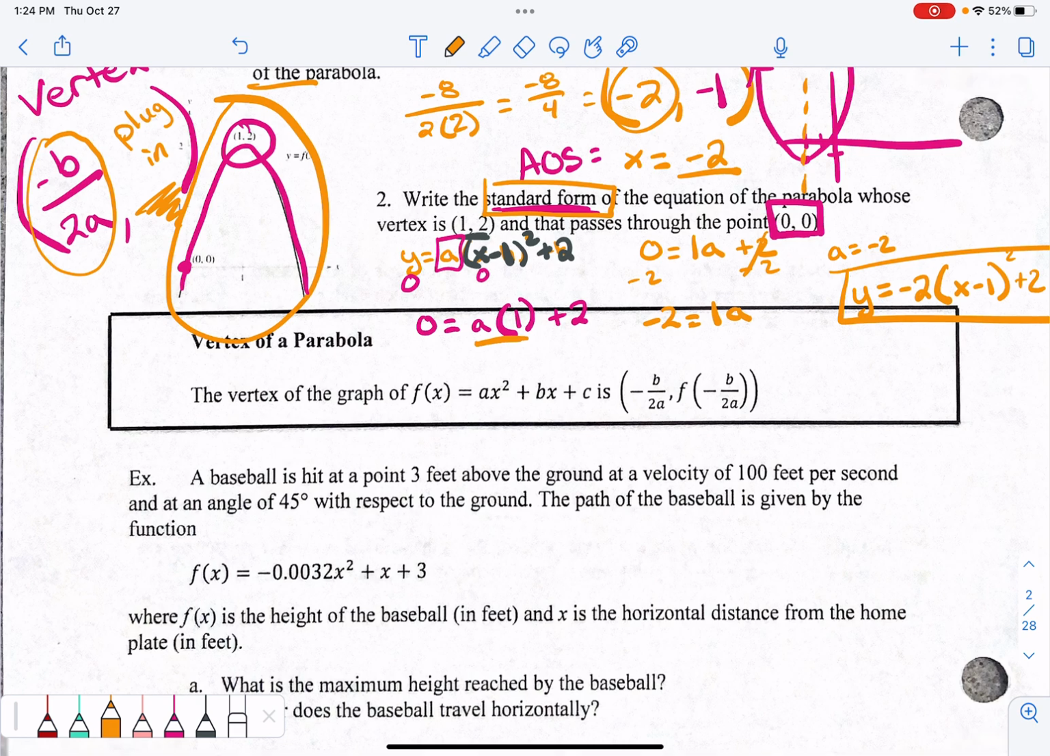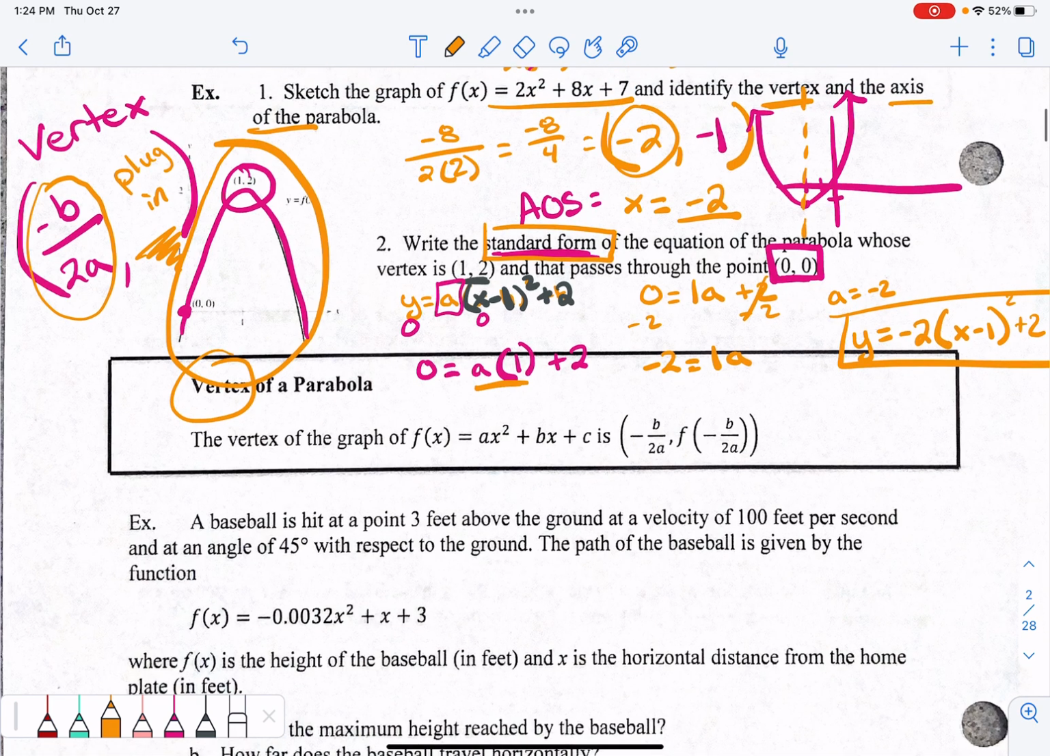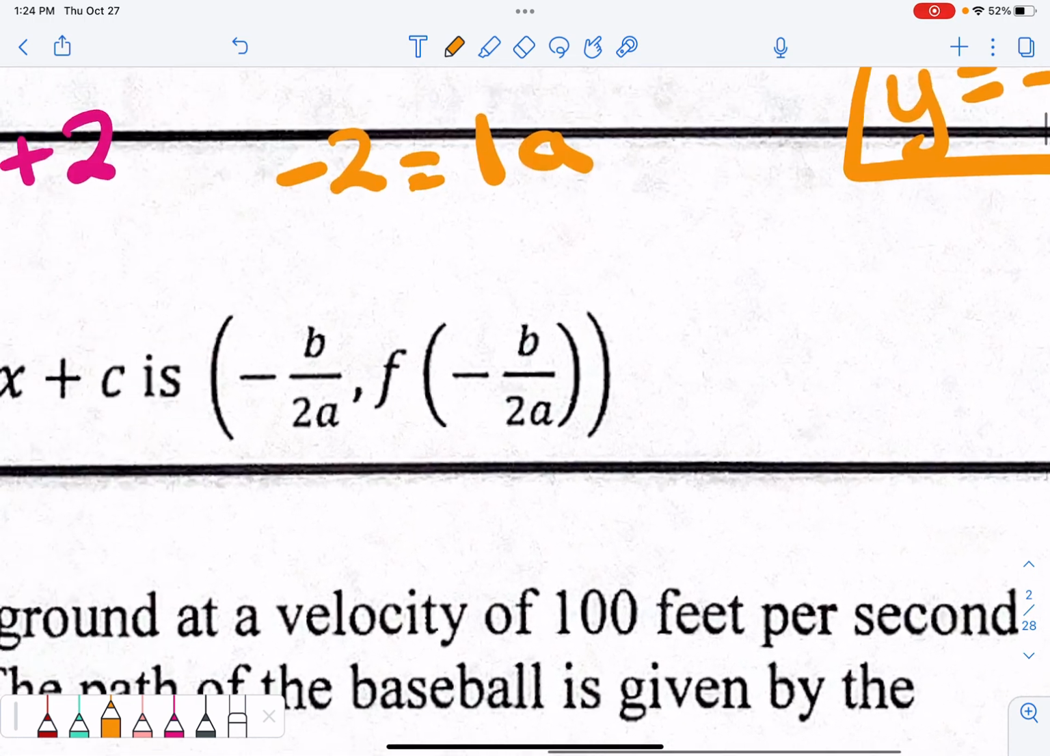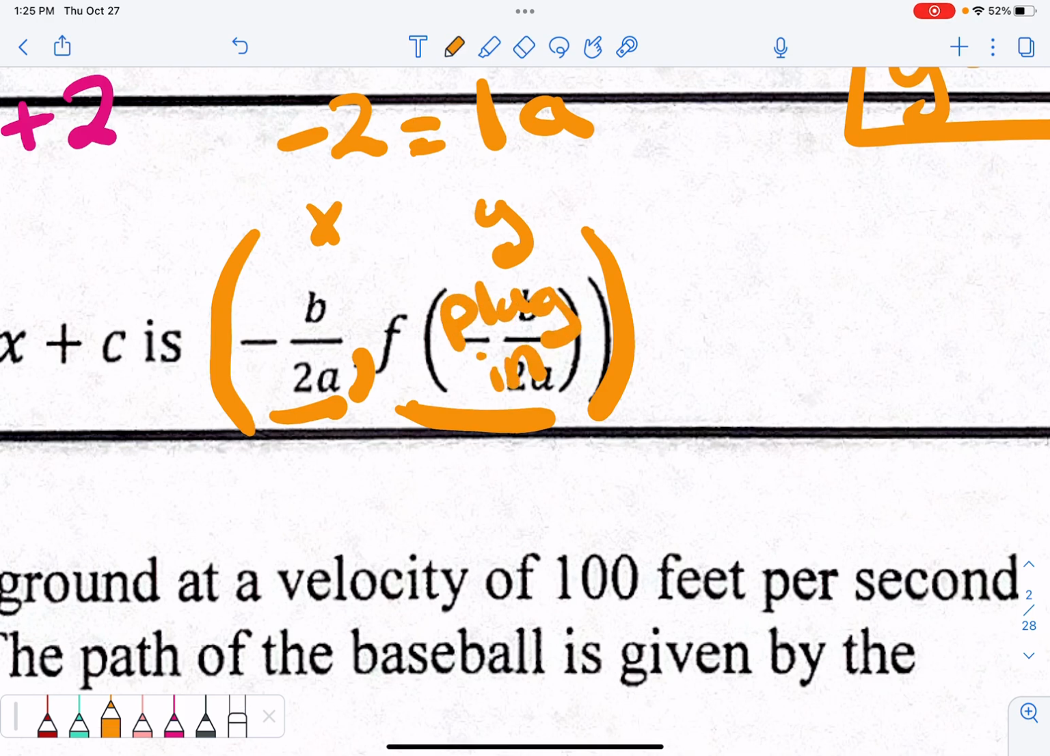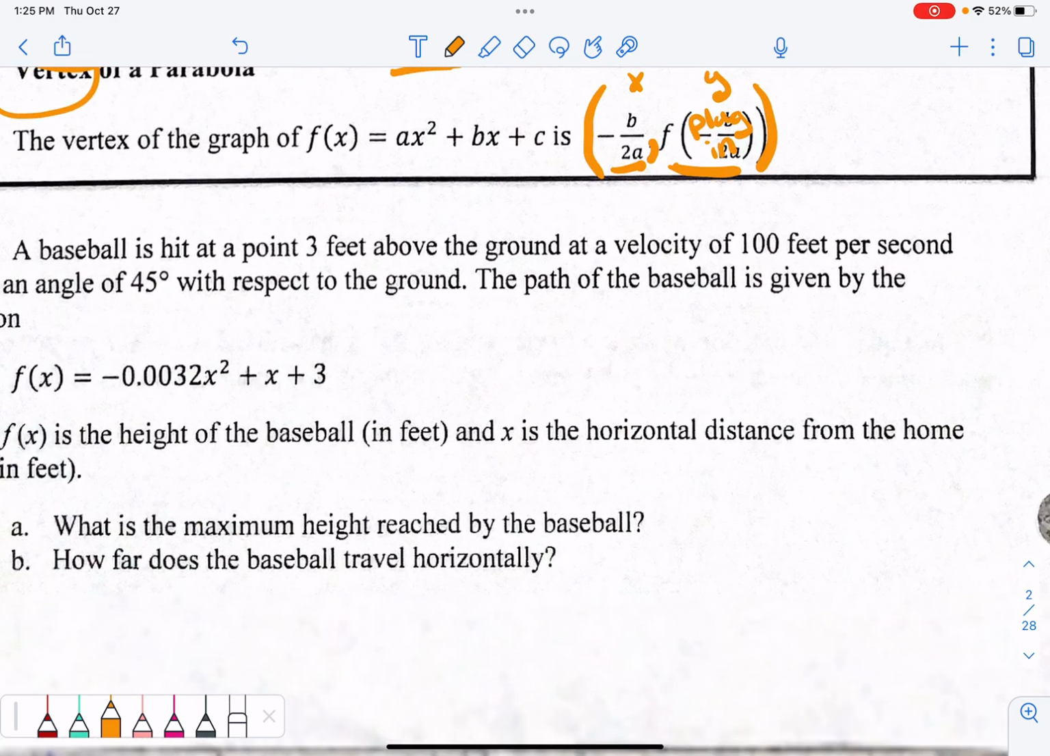Vertex of a parabola. I got ahead of myself when I said that to find the vertex is negative b over 2a. So you have your two pieces, your x coordinate and your y coordinate. Negative b over 2a is your x coordinate. Now, they write it different than I do. I say plug in. F of something means you're plugging it into the equation and finding the y value. So this is basically like saying we plug it in to find the y coordinate. It just makes more sense to say plug in.